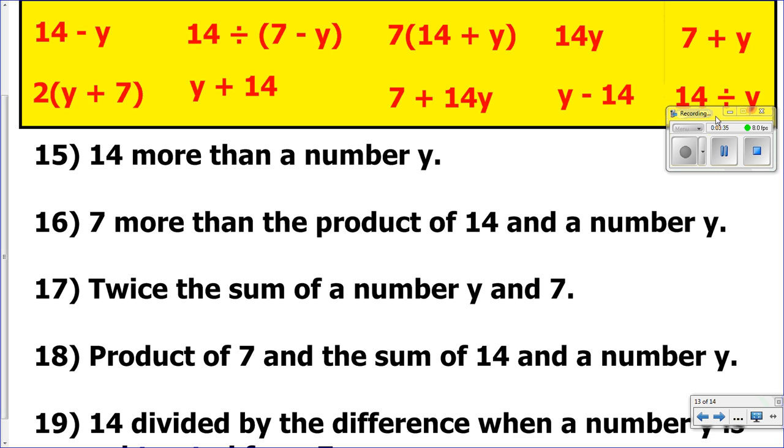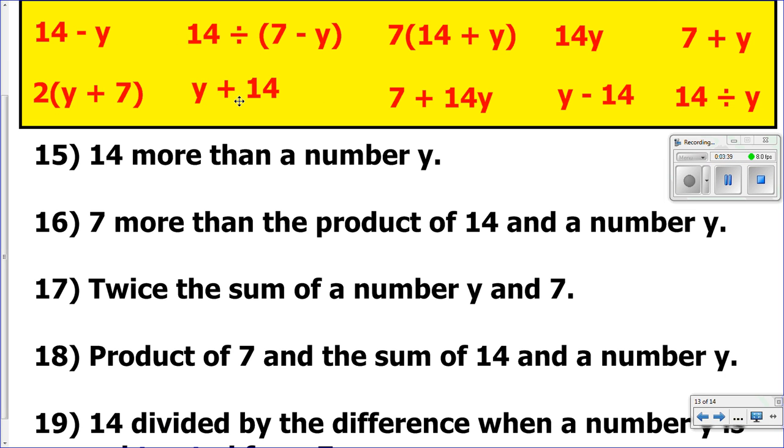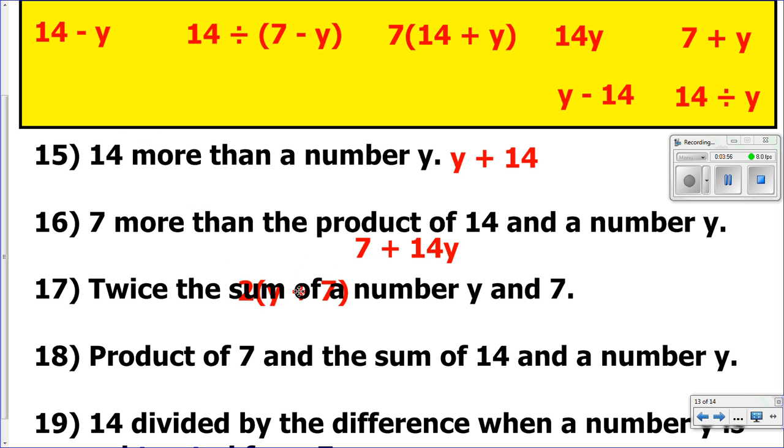14 more than the number y would be that one right here. 7 more than the product of 14 and a number y. We're looking for 14 times y and then add 7 to it. Twice the sum of a number y and 7. So here would be twice the sum of a number y and 7.